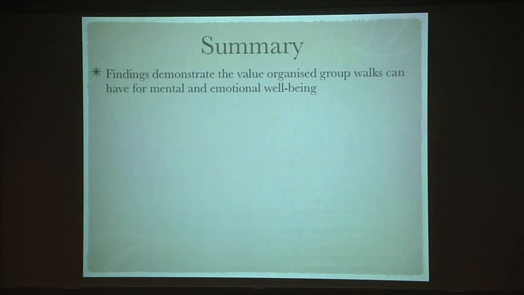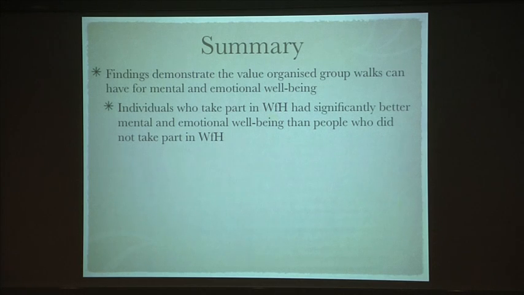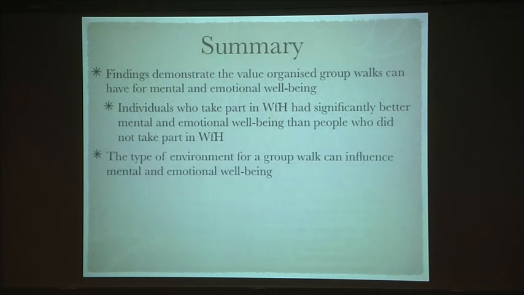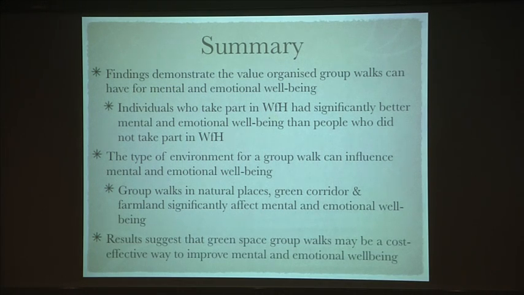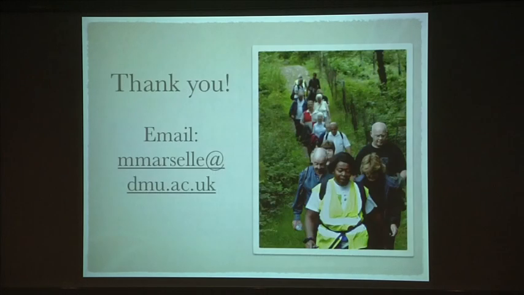So in summary, the findings demonstrate the value that organized group walks can have for mental and emotional well-being. We saw that individuals who take part in Walking for Health had significantly better mental and emotional well-being than individuals who did not. And that the type of environment that one walks in with their walking group can influence mental and emotional well-being. That group walks in natural places, green corridor, and farmland environments significantly affect mental and emotional well-being. And that the results suggest that green space group walks may possibly be a cost-effective way to improve mental and emotional well-being. And I thank you for your time.